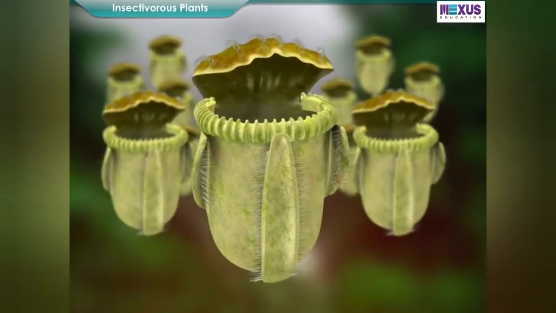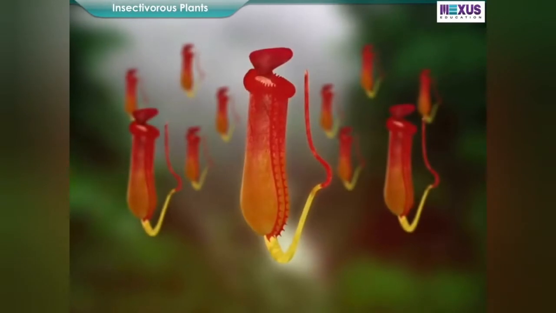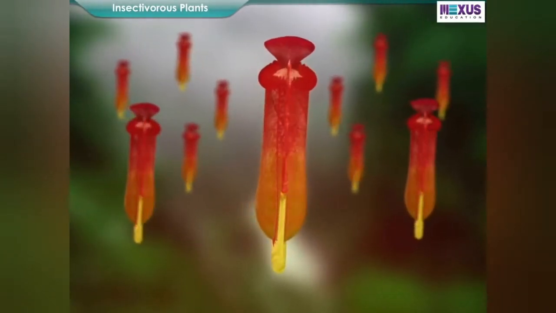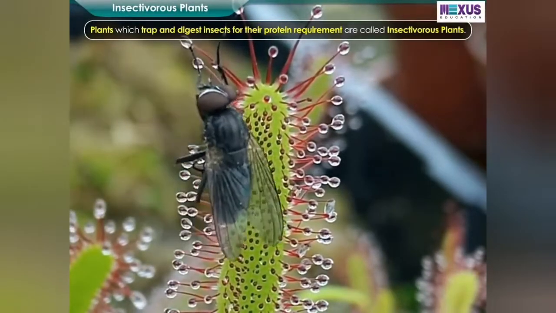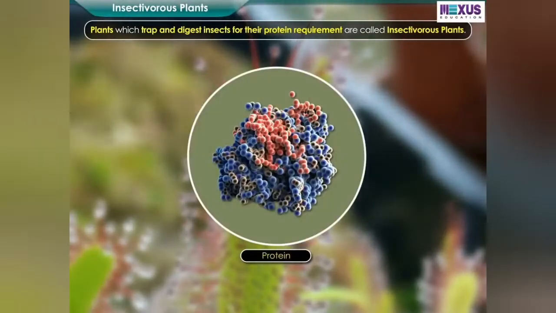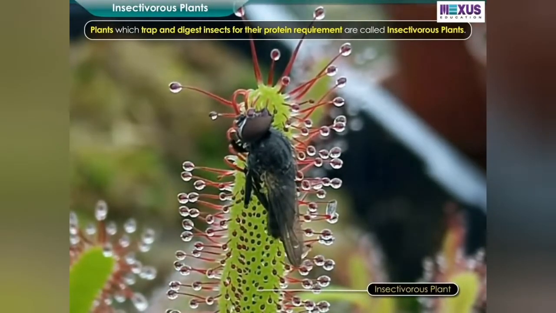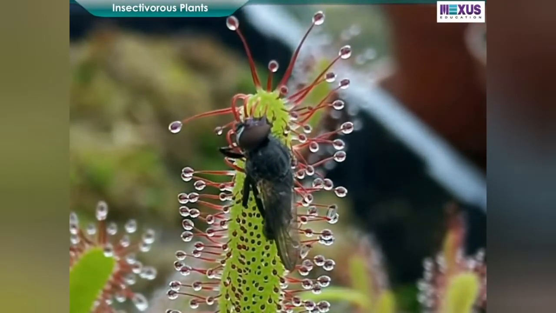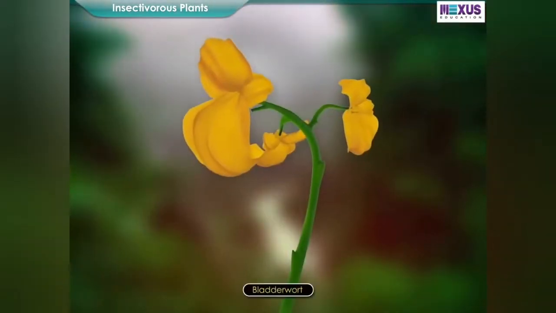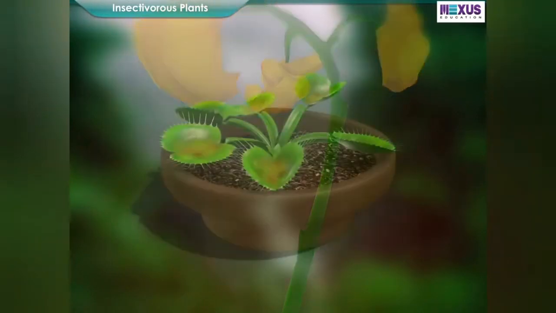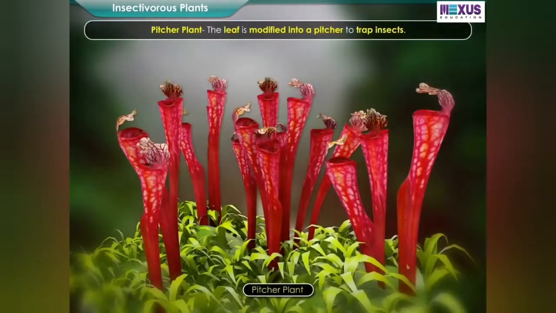Some plants grow in infertile soil, deprived of nitrogen, which is essential for protein formation and growth. Such plants trap and digest insects for their protein requirement. These plants are called insectivorous plants. For example, pitcher plant, bladderwort, and Venus flytrap.